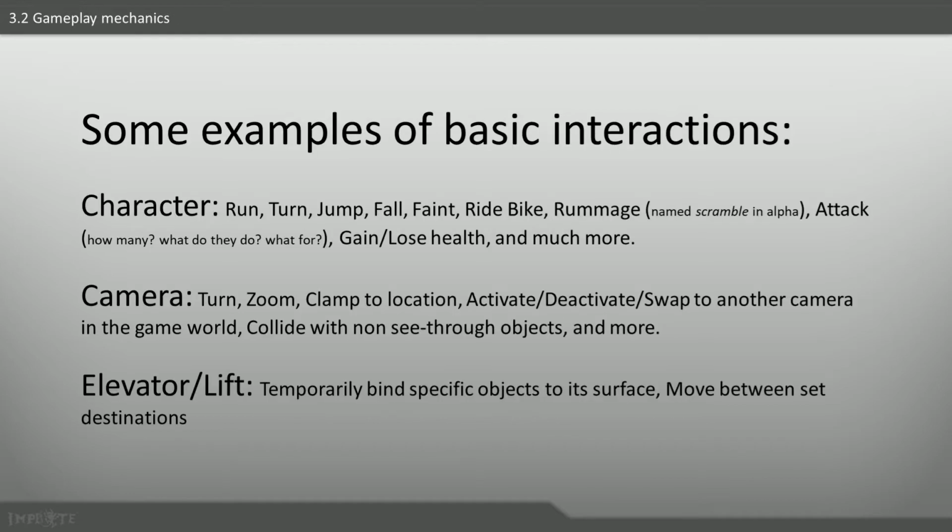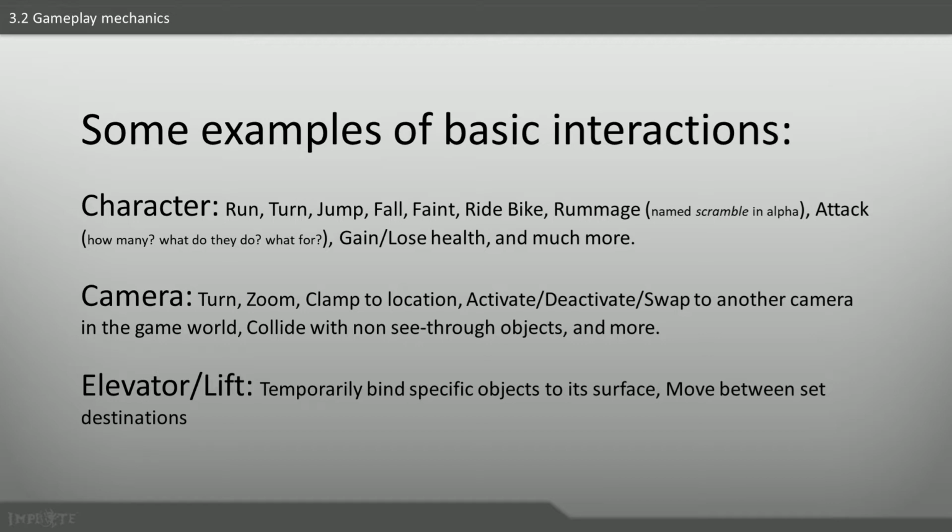So, when it comes to gameplay mechanics and design, you start to list a lot of things that you would like to work. For example, for the character, if we look at the basic interactions, I'd like him to be able to run, turn, jump, fall, faint, ride a bike, rummage. I named that scramble in the alpha; I'll go over that at a later point. But also attacking, and when it comes to attacks, how many attacks do you want to have? What does he do during the attacks? What are they good for? What are they not good for? How do they look? What do they do? Yeah, I said what do they do twice there, but you get the idea.